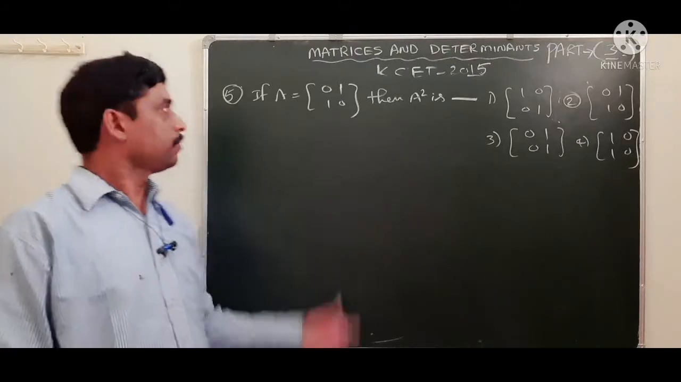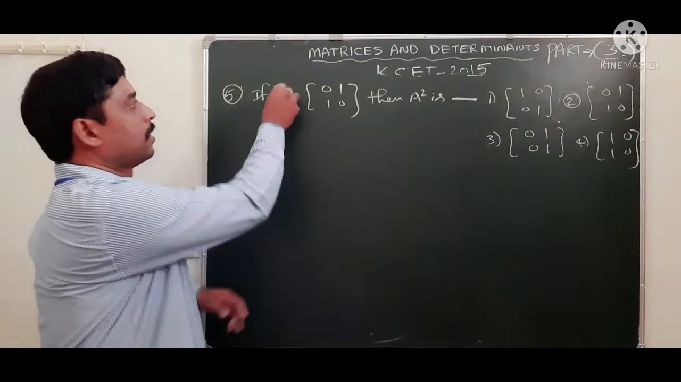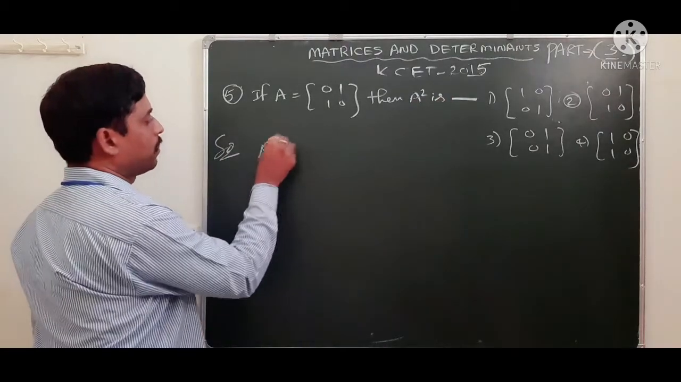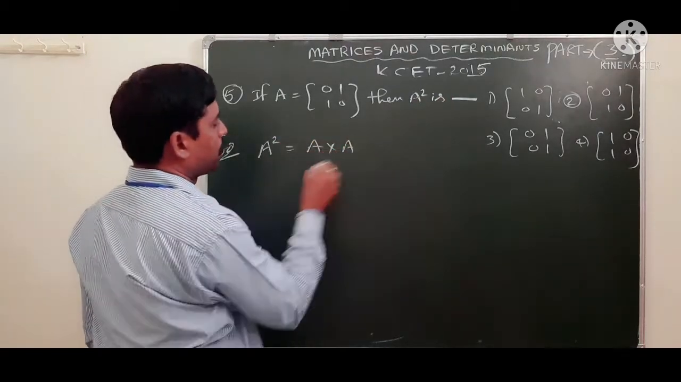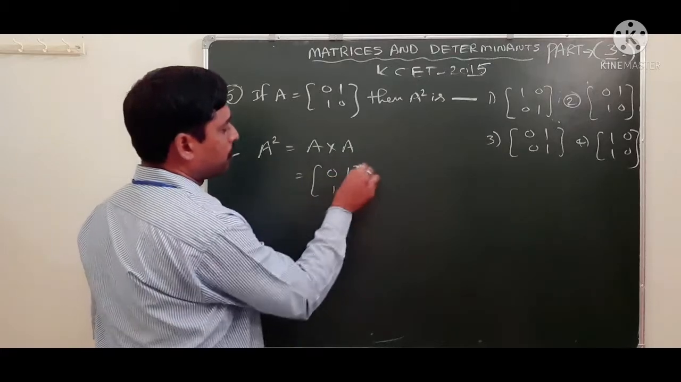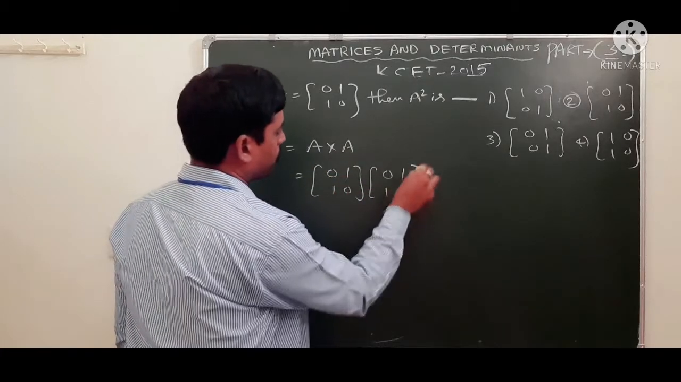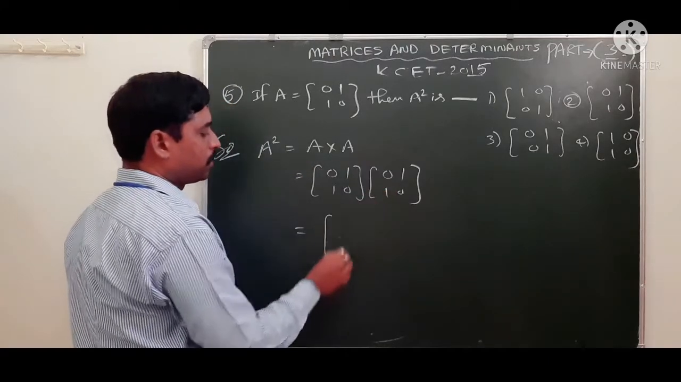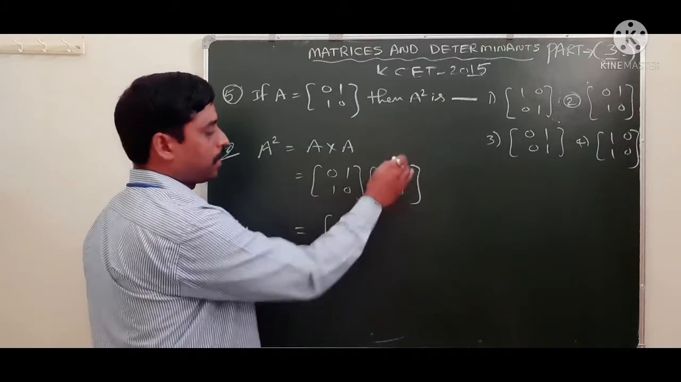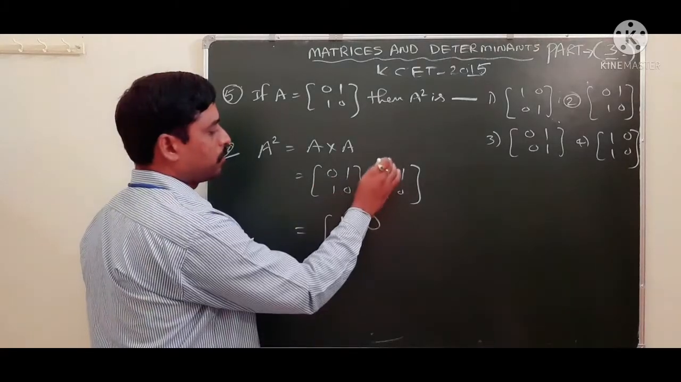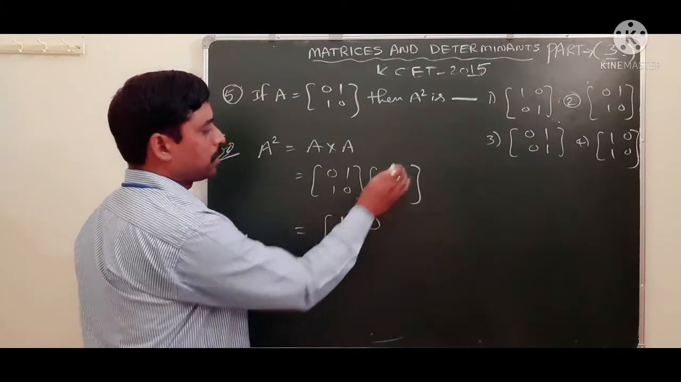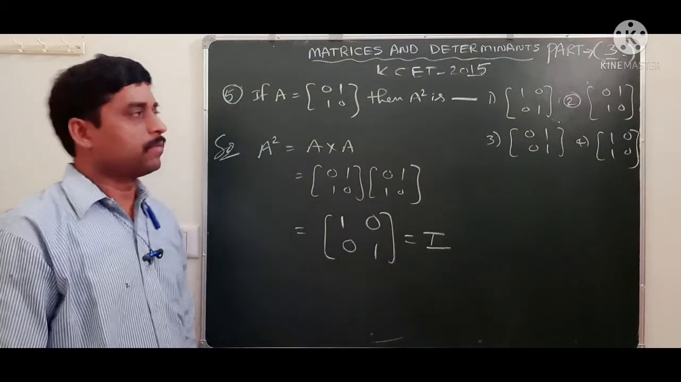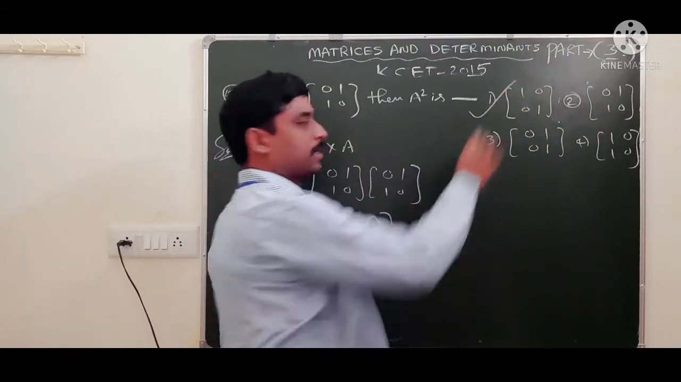Let us go to the next problem. So A is given, then find out A square. So A square is equal to A into A. So matrix 0, 1, 1, 0 into 0, 1, 1, 0. So product of these two matrices. First row multiply with the first column, this will be 1. And first row, second column 0. Second row, first column 0. Second row, second column 1. This is nothing but unit matrix I. Which option is correct? First option is correct.